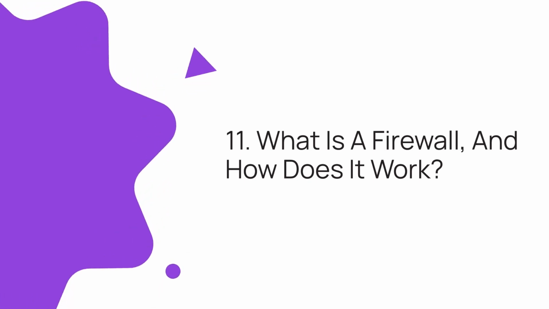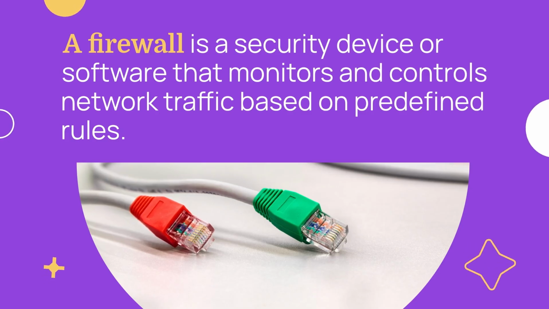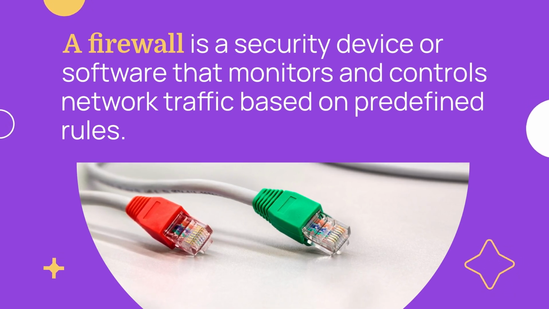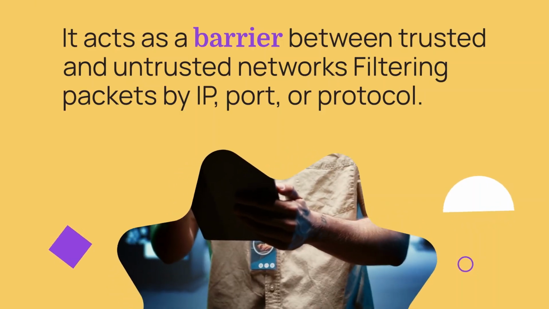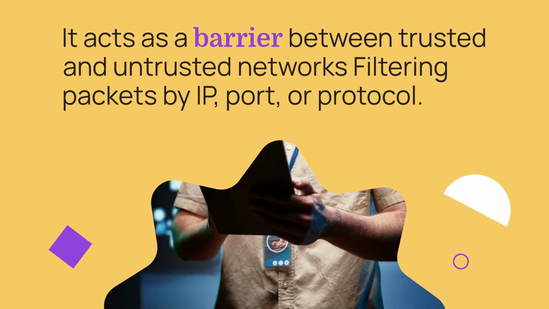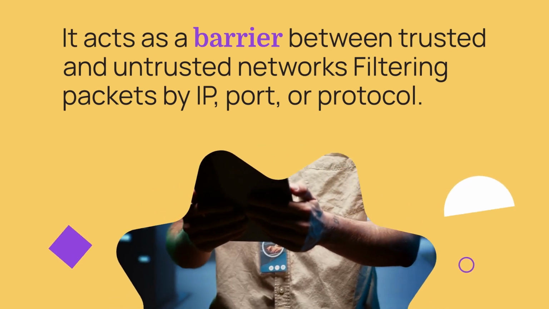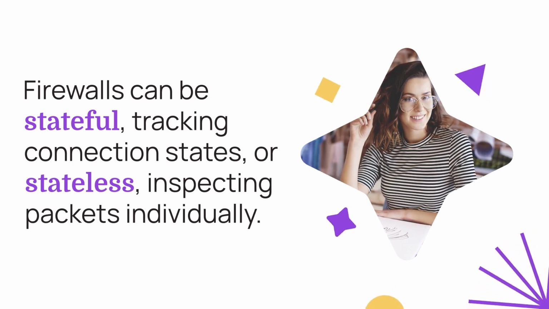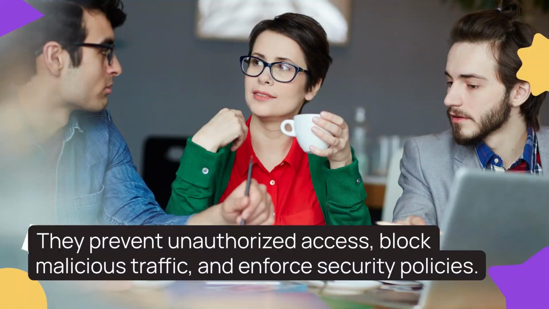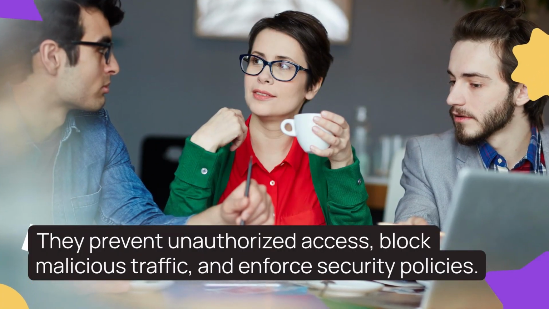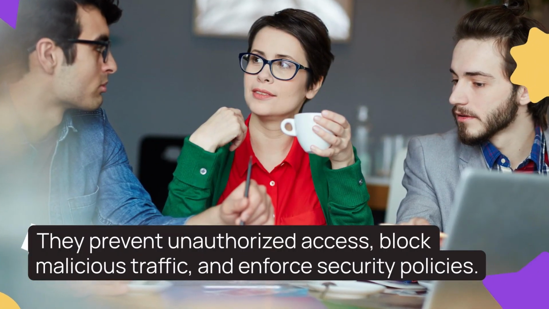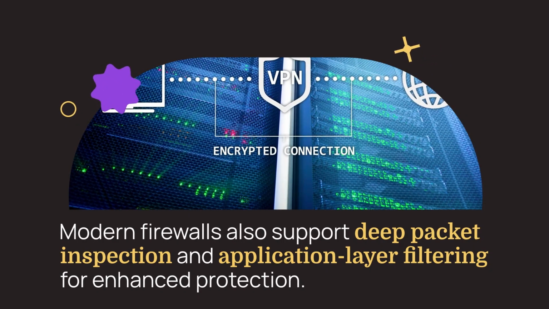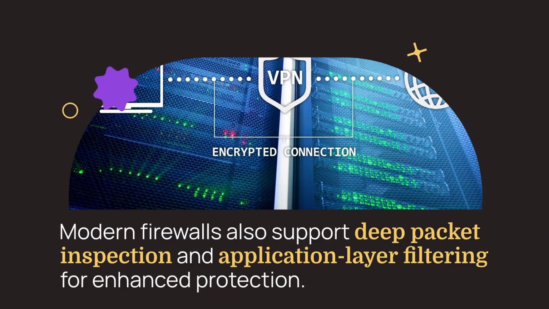What is a firewall and how does it work? A firewall is a security device or software that monitors and controls network traffic based on predefined rules. It acts as a barrier between trusted and untrusted networks, filtering packets by IP, port, or protocol. Firewalls can be stateful, tracking connection states, or stateless, inspecting packets individually. They prevent unauthorized access, block malicious traffic, and enforce security policies. Modern firewalls also support deep packet inspection and application layer filtering for enhanced protection.